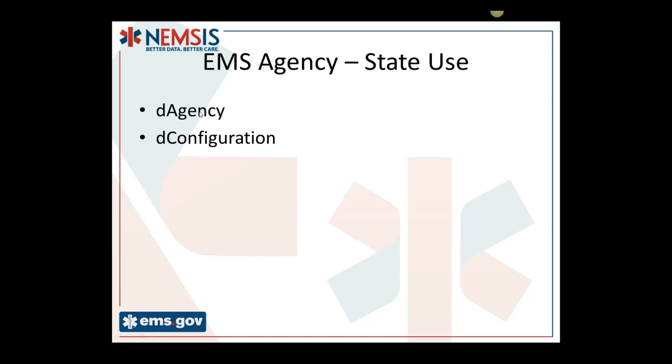So at minimum, it's the national elements, which include D-agency and D-configuration. But how that's used by a state is going to vary, but it's important for them, especially if they want to use that information as a comparative tool for their licensure system, but what they're also able to do is pull that information and do some reporting themselves on what their agency configurations are. And I'm going to talk about that here again in a moment.